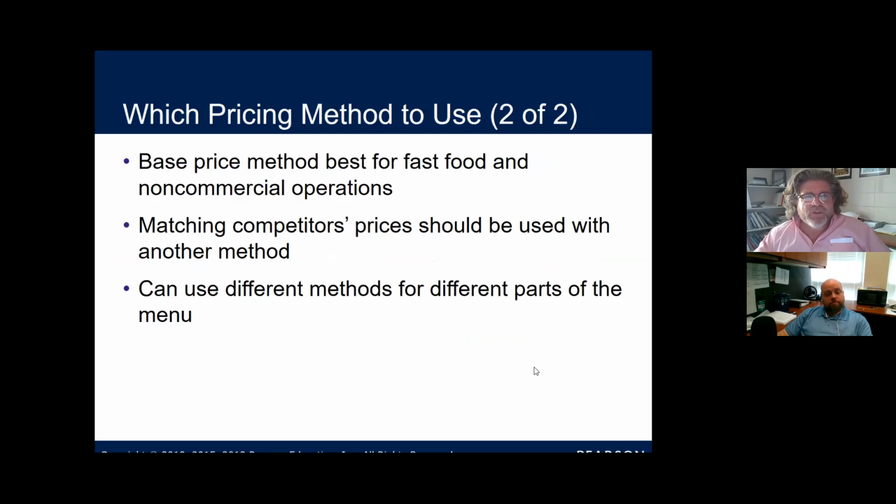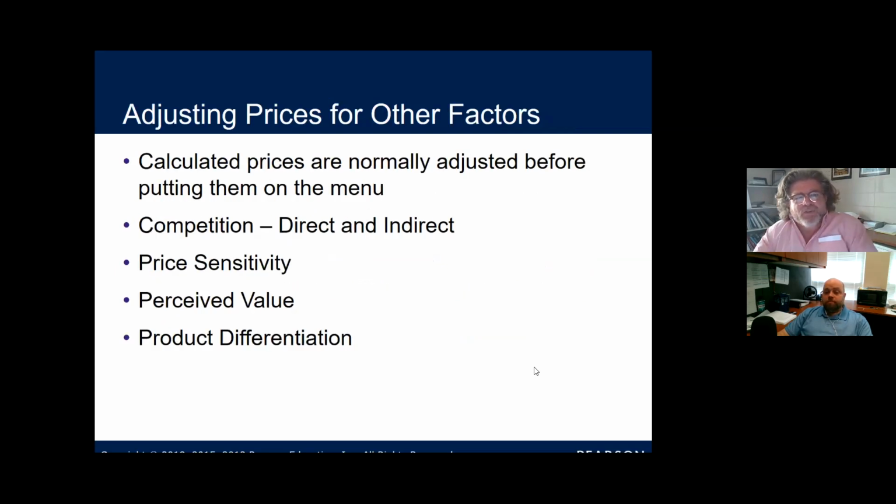Okay, so enough of that. Some other things that we need to think about just in pricing. If we are putting prices on the menu, we tend to adjust them before we put them on the menu. So I come up with the cost of a sandwich and it's $10.67. I'm not going to put $10.67 on the menu. It's going to be $10.95.